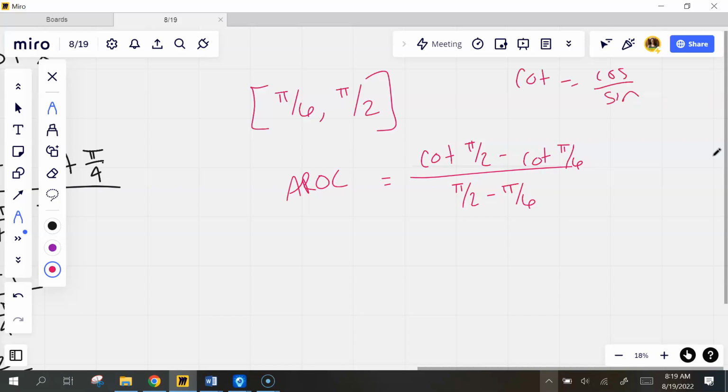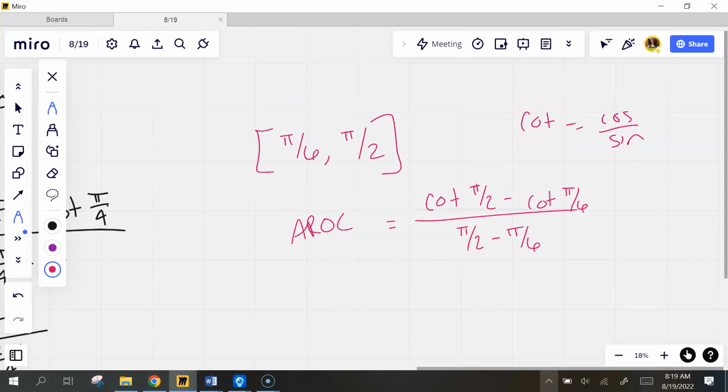So at pi over 2, where am I at pi over 2? Straight up, right? Coordinates at pi over 2 are 0, 1. This is cosine and this is sine, right? 0 over 1 is 0. So the cotangent at pi over 2 is 0. Notice the tangent, if you look at your circle, the tangent's undefined because it divides by 0, but the cotangent is defined and it's 0.